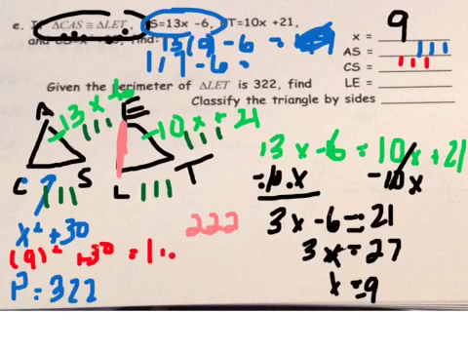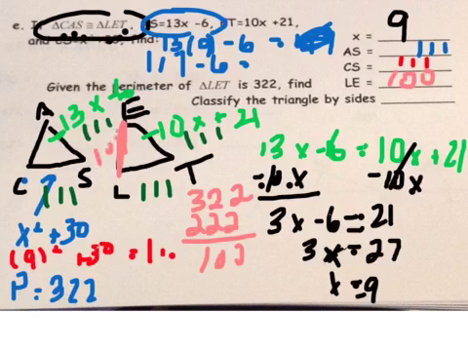But the whole perimeter is 322. So the only piece that's missing is that LE that they want to know. What if I just took that 322 and subtracted 222 from 322? Oh, there's 100 left. That has to be how long LE is. So LE is 100.